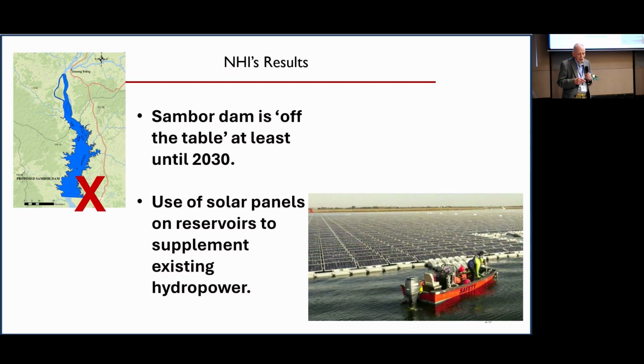But anyway, what we did discover was that a good alternative is to take the reservoirs that exist now and put solar panels on them.